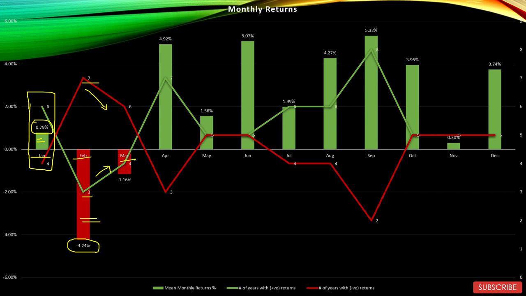March too is a bad month for this sector with negative 1.16% average monthly returns, six negative years and four positive years. April, a strong month for this sector with 4.92% average returns, seven positive years and three negative years. May, just an average month with 1.56% average returns, five positive years and five negative years.